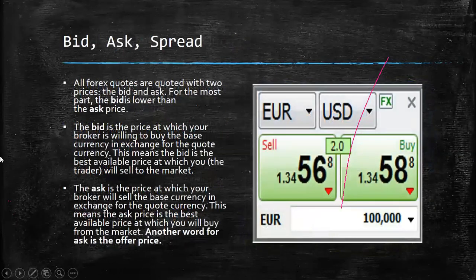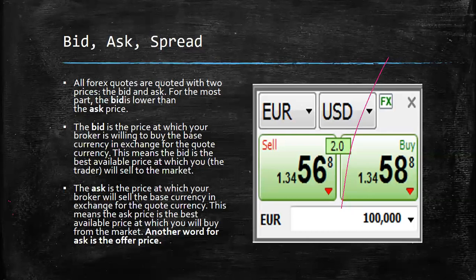Bid ask spread. The picture to the right gives you a generic look at the MetaTrader 4 buy and sell buttons that you'll be pressing. All Forex quotes are quoted with two prices, the bid and the ask. For the most part, the bid is lower than the ask price. The bid is the price at which your broker is willing to buy the base currency in exchange for the quote currency. This means that the bid is the best price available at which we as traders will sell to the market.